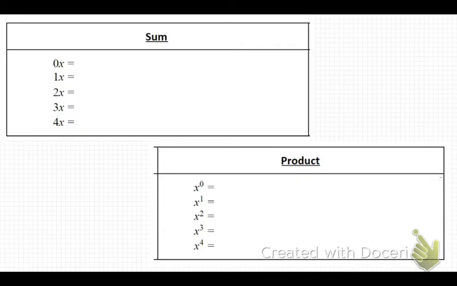So we're going to talk about the sum. If I have 0x, what does that equal? 0. How many x's do I have? I have 0 x's. Okay, so 0x is 0 because I have 0 x's. There is nothing there. When I have 1x, how many x's do I have? 1. Okay, so I'm going to write that as 1x. When I have 2x, how many do I have? 2. Okay, so what that means is I have 1x plus 1x.